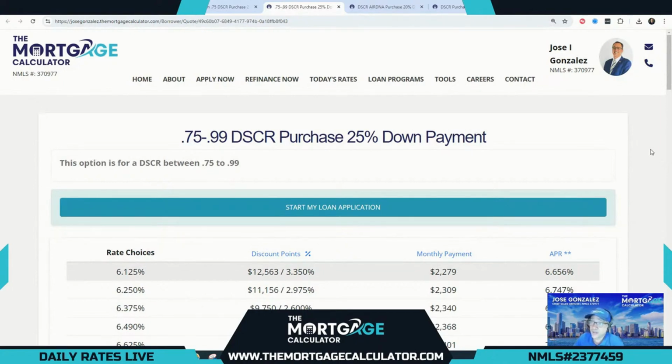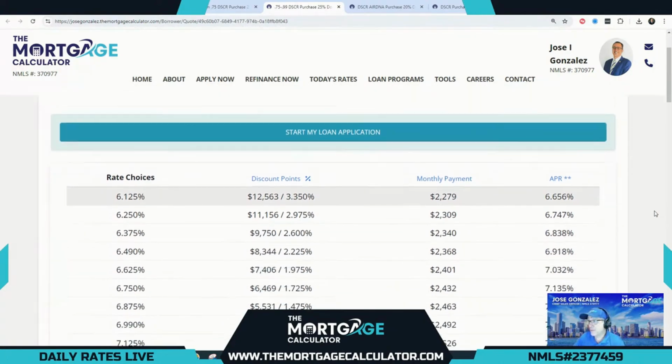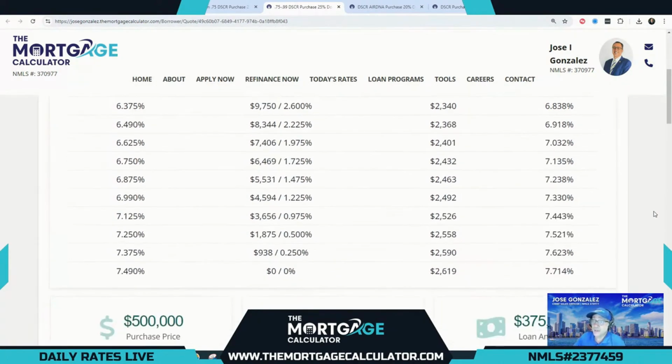Now, for the DSCR less than 1, I did mention that would affect your LTV. So you're at 75% LTV. This option is for a debt service coverage ratio of 0.75 to 0.99, meaning, again, you are less than 1.0, meaning that when doing your calculation, the rent will not cover 100% of the housing expense. But 25% down gets you in.